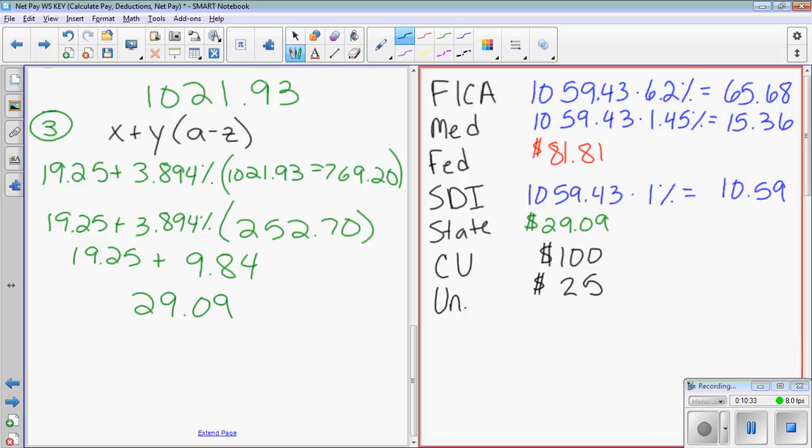Now we have to find the total amount of the deductions. So I'm going to add all these numbers up. I have 25 plus 100 plus 29.09 plus 10.59 plus 81.81 plus 15.36 plus 65.68. That gives me $327.53.